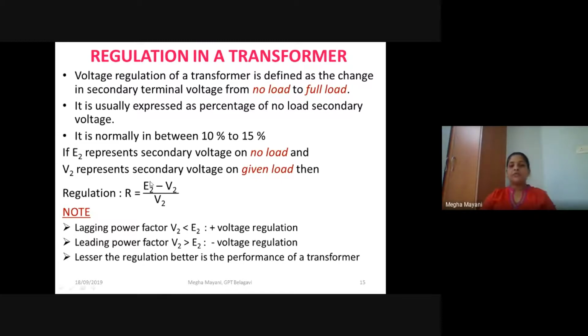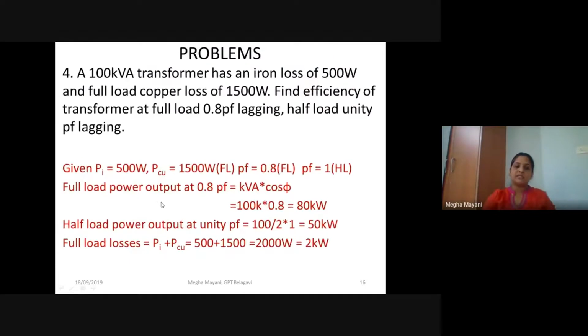Now, one thing to note down, friends: if E2 is greater than V2, then we get a positive voltage regulation. That corresponds to lagging power factor, an inductive type of load we can conclude. Or in case E2 is less than V2, then it corresponds to negative voltage regulation, and it is due to leading power factor. So I hope the regulation of a transformer is clear.